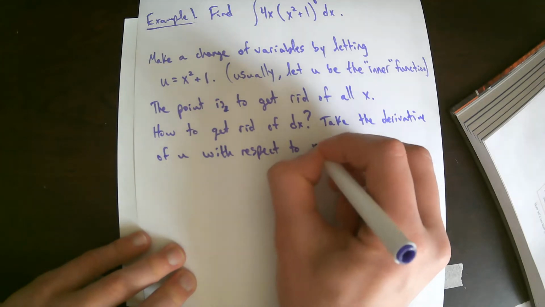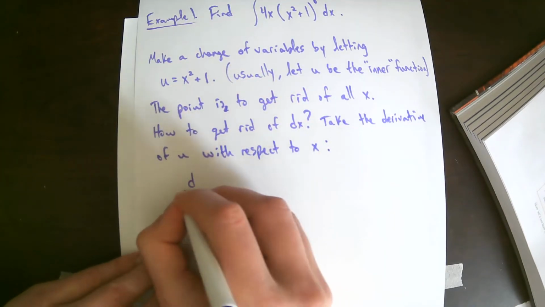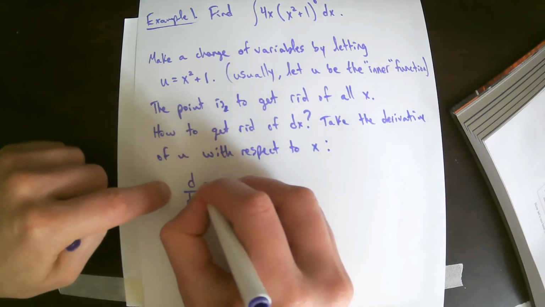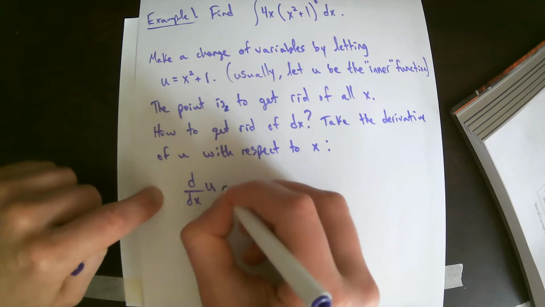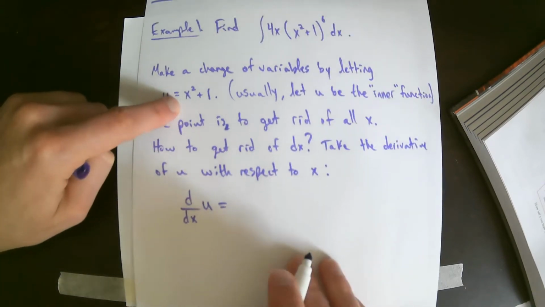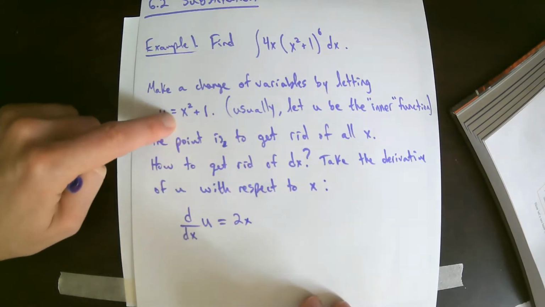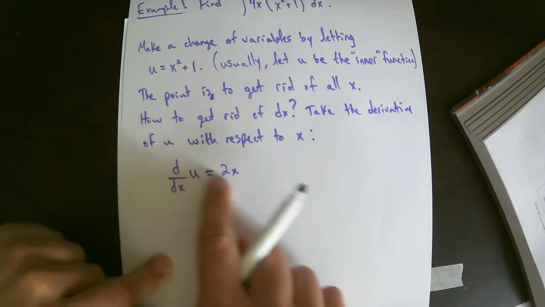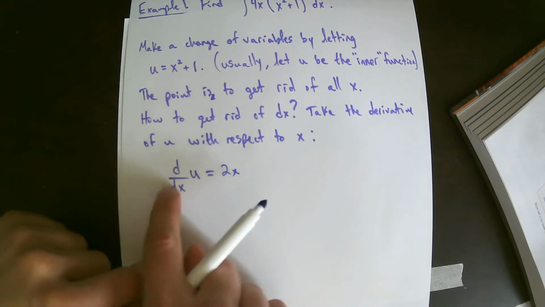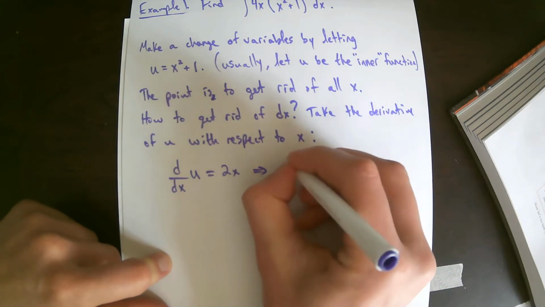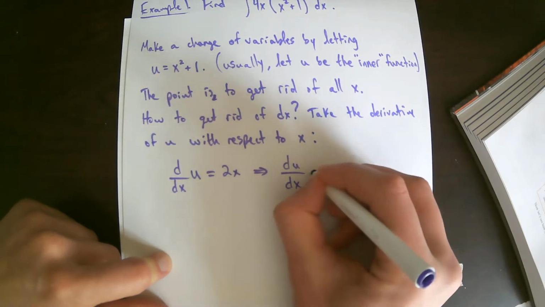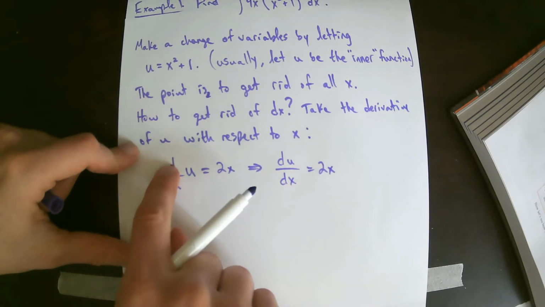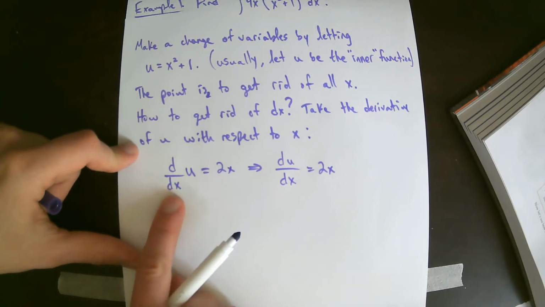What does that look like? The derivative of u with respect to x is going to be equal to, now over here you just take a derivative, 2x. So I literally took the derivative of this side, x squared plus 1. And the notation is du dx. I could write this as d du dx, it's the same thing. Just kind of wanted to make the point that I'm taking the derivative d dx, which means with respect to x.